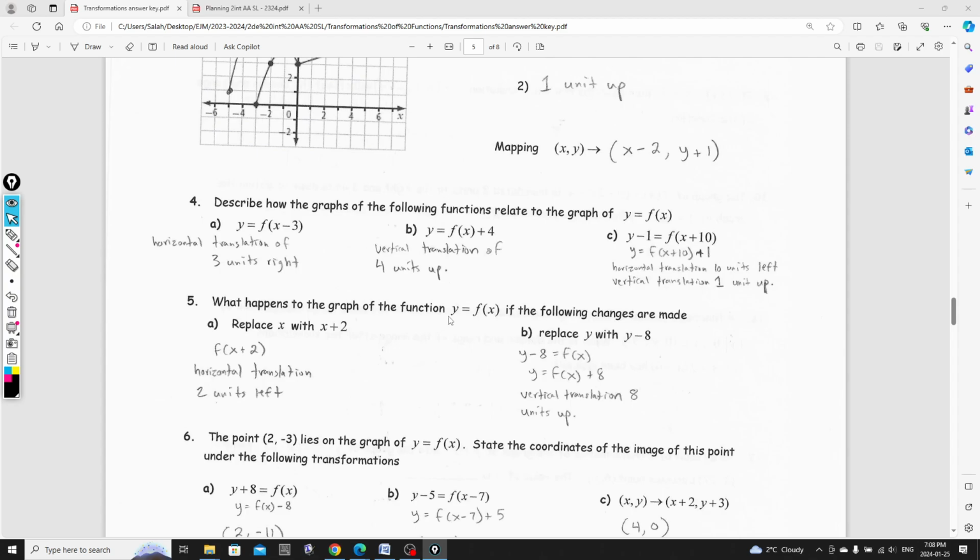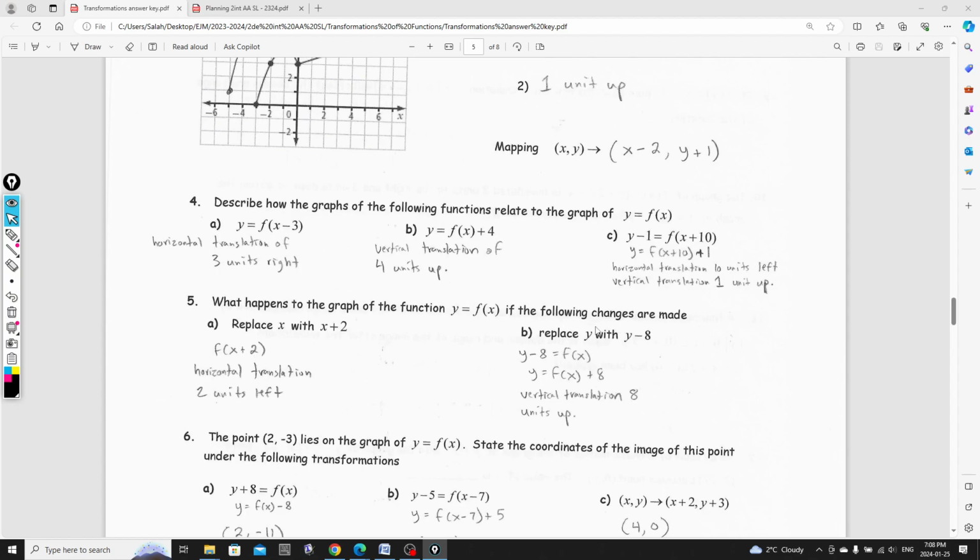So what happens to the graph of the function y equals f of x if the following changes are made? Replace x with x plus 2. Okay, so I'm going to grab this right here, y equals f of x, and I'm going to replace the x with x plus 2. Okay, so that's what it looks like. Oh, okay, well, we've already seen this. When you've got a plus 2 like this right beside your x, that's a horizontal shift. And it's a horizontal shift that's the opposite of what it looks like. This looks like it's a shift of 2 units to the right. Well, no, it's a shift of 2 units to the left.